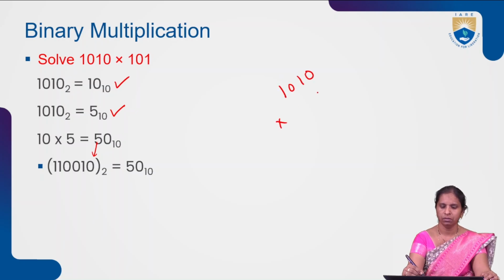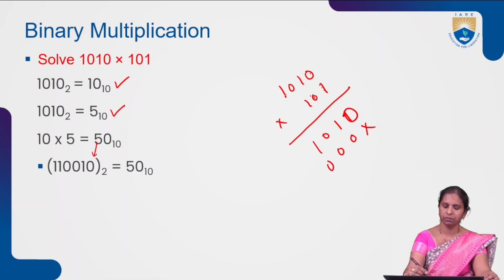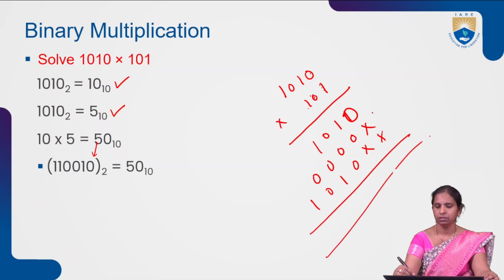1010 into 101. So first multiply this 1 here. 1 into 0 is 0, then 1, 0, 1. After that, 0 into 0, 0 into 1 is 0. Then 0 into 0, then 0 into 1 is nothing but 0. Then 1 into 0, 0. Then 1 into 1, 1. 1 into 0, 0. 1 into 1, 1. Then add these. So here 0, and here 1, and here 0.